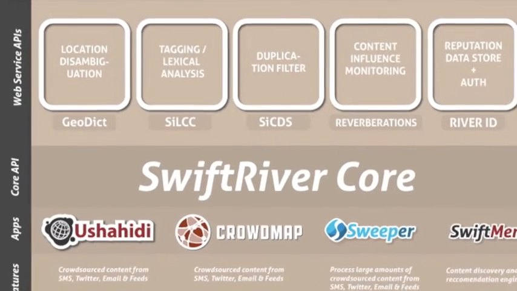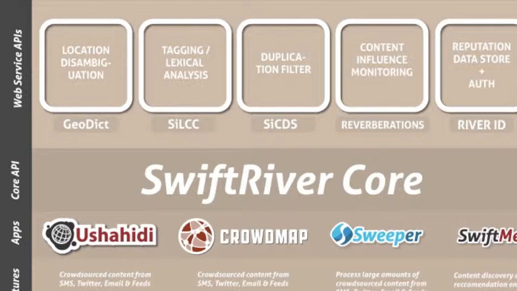These 5 APIs, seen at the top of your screen, are also known as Swift Web Services. These APIs can be used together, apart, or in any number of combinations. Between the apps and the APIs, we have what's known as the SwiftRiver Core. The Swift Core can be thought of as an API that's deployed locally on your machine or server. The core is responsible for passing data back and forth between the apps and the APIs.